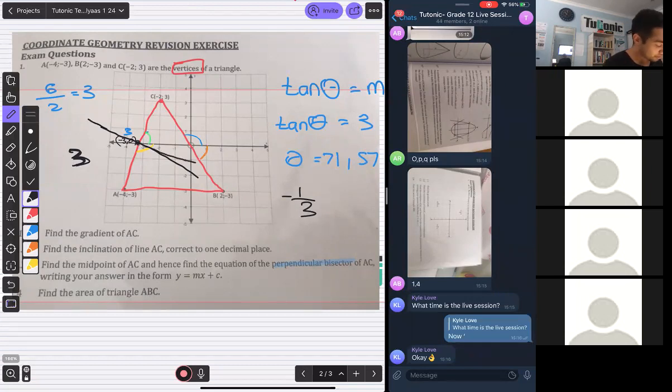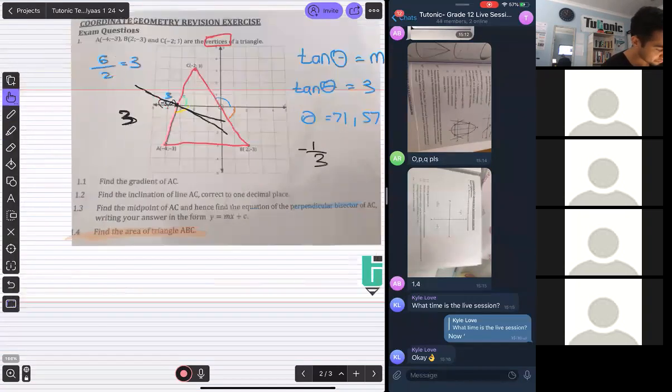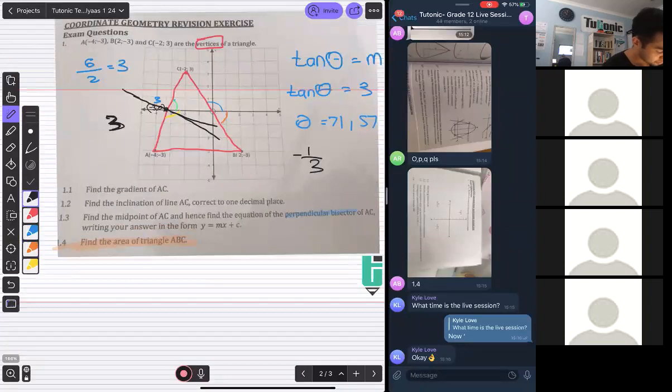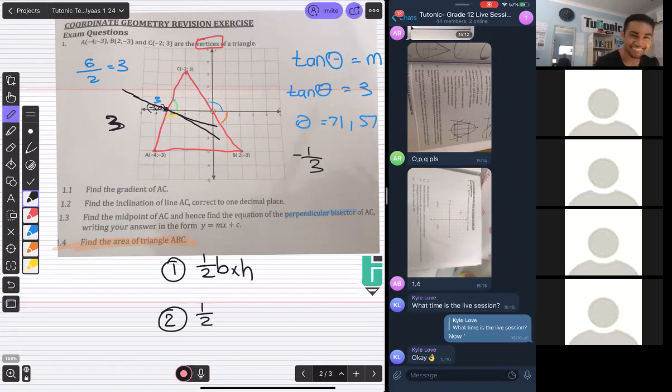Anyway, the area of the triangle. Okay, so what formulas do you guys know for the area of the triangle? Half times base times height. Yeah, half base times height, and there's another equation. Half base times height times... what's the other one? What's the angle?